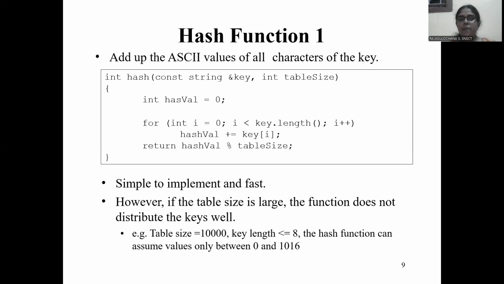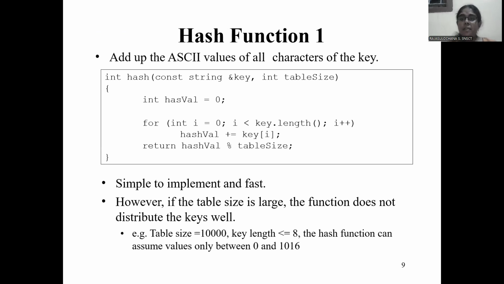So here is one example. When the input is a string, you need to add up all the ASCII values of the characters of the key. We initialize the hash value to 0. Then the hash function is calculated like hash value equals hash value plus key of i. And the final hash value modulo table size is returned. It is simple to implement and is much faster.